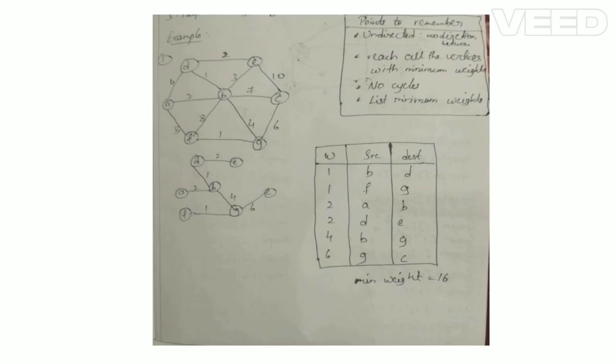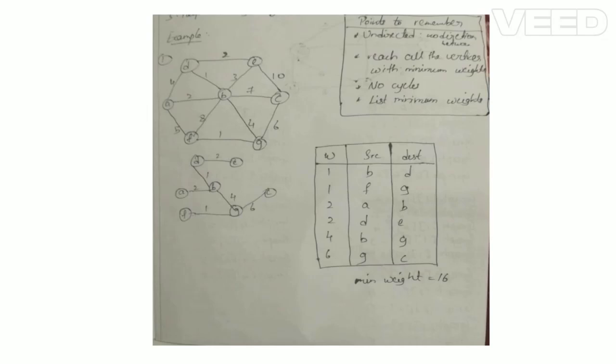Then if we consider the weight 3 from B to E, it will form a loop. So we will neglect the edge. Then if we consider the weight 4, it travels from the source B to destination G, and if we consider the edge 5, which travels from A to F, it will form a loop. So we will be neglecting the edge.